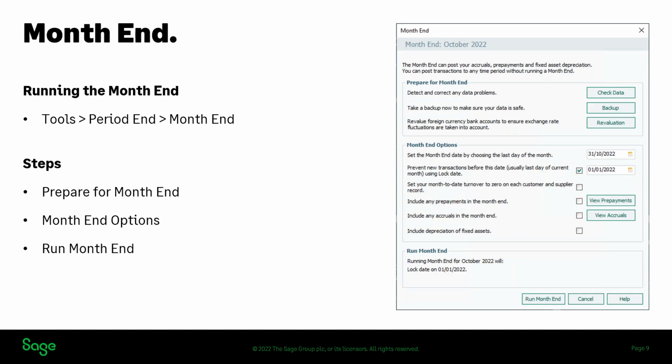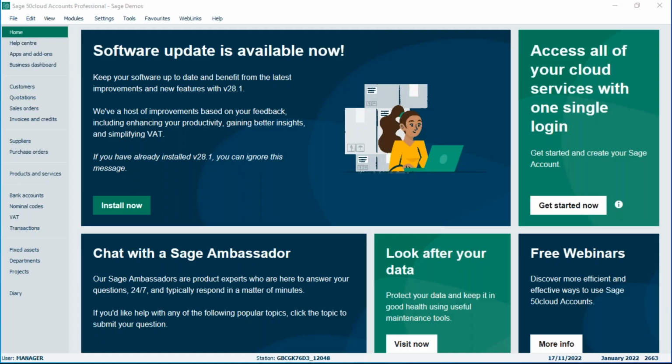So let me share my screen at that point. If I can find the right button. There we go. And you should now be able to see my desktop. So we're in Sage 50 Cloud Accounts. Now, I am using the professional level. I mentioned earlier about what options were available to you, so I'll point out the differences as we go through the options.